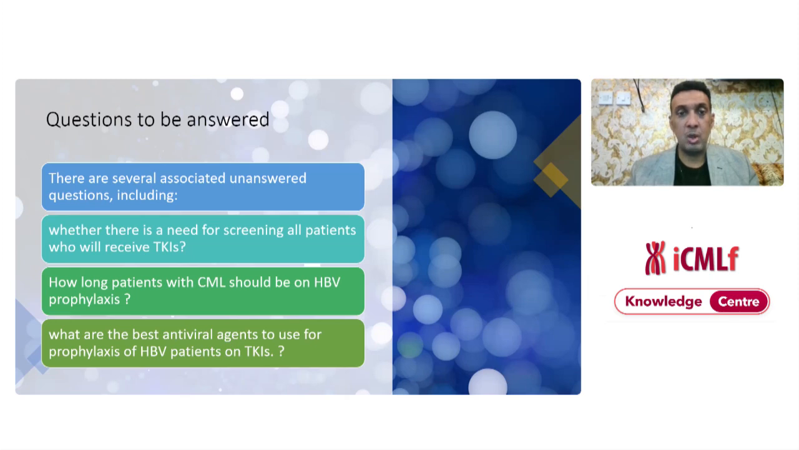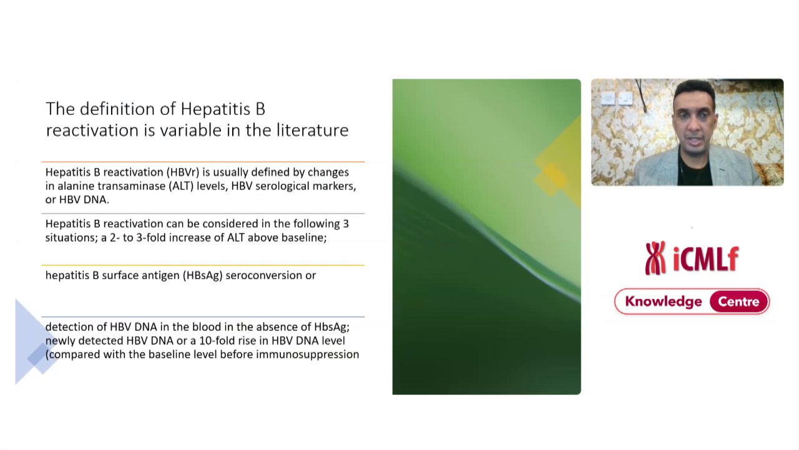Then, how long should patients with chronic myeloid leukemia be on hepatitis B virus prophylaxis? This is also an area of debate. Is it lifelong or is it during a specific period? Then another question: if you are going to use hepatitis B virus prophylaxis, what are the best antiviral agents to be used for prophylaxis of hepatitis B virus in patients who are on tyrosine kinase inhibitors?